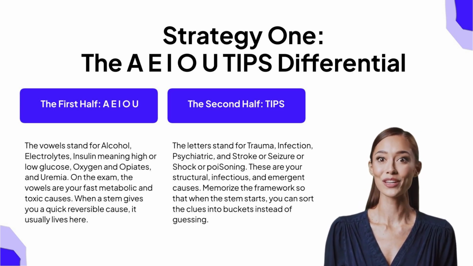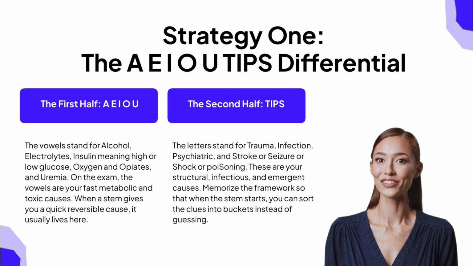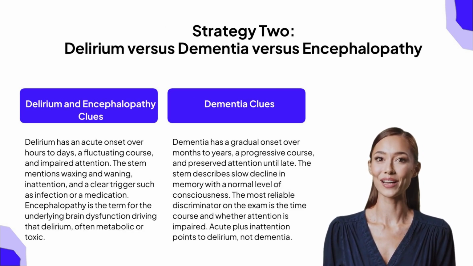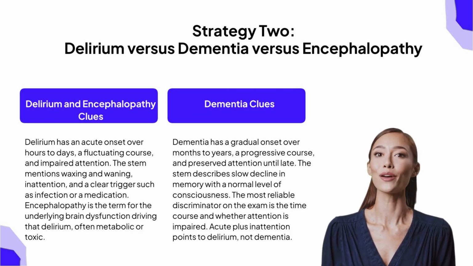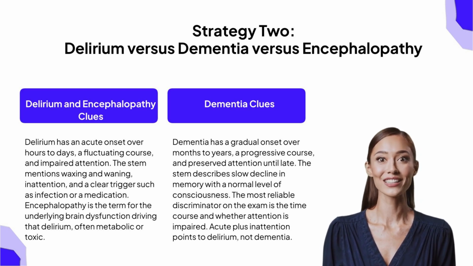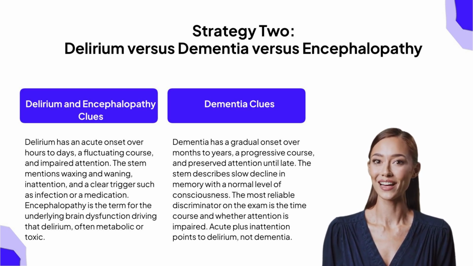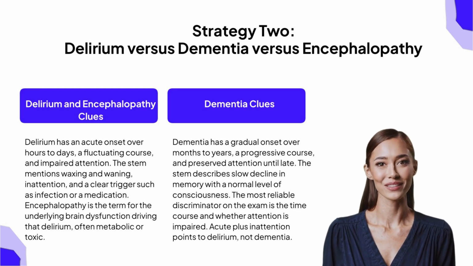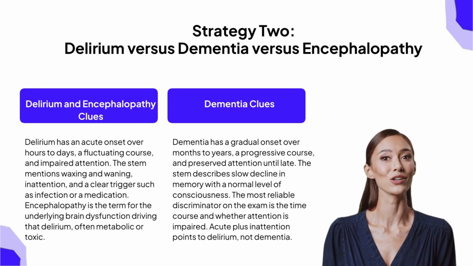Your job is to read for the buzzword that drops the patient into one bucket, then act on the most dangerous reversible cause first. Strategy 2 is separating delirium from dementia from encephalopathy, because the boards test this distinction constantly. The single most powerful discriminator is the time course paired with attention. Delirium is acute, over hours to days, with a fluctuating course and impaired attention. The stem will say waxing and waning, inattention, and there will be a trigger like an infection or a new medication. Encephalopathy is simply the term for the brain dysfunction driving that delirium, most often metabolic or toxic, so treat the two as linked on exam day.